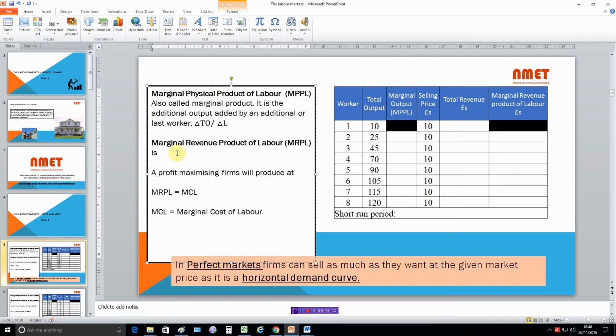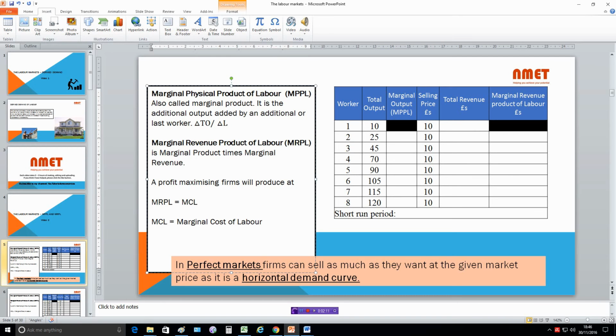Marginal revenue product of labor is marginal product times marginal revenue, or the income, the price at which the goods are sold, which the additional worker brings in.